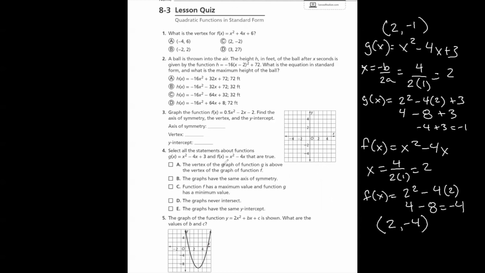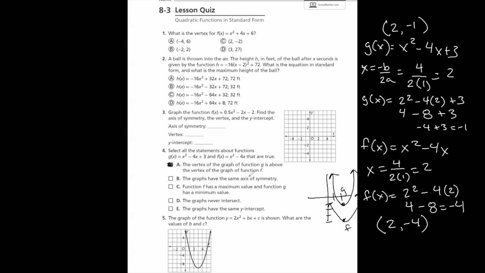So they're saying the vertex of the graph of G is above F. So they're saying G is going to be above F, which is going to be true because if we had a graph, they both have an X value of 2, but now when we go to graph G, it's going to go down 1 space, which would be about here, and go up. And if we were to do F, we would be down here and go up. So this is the G graph, this is the F graph. And since they're saying G is above, letter A would be true.